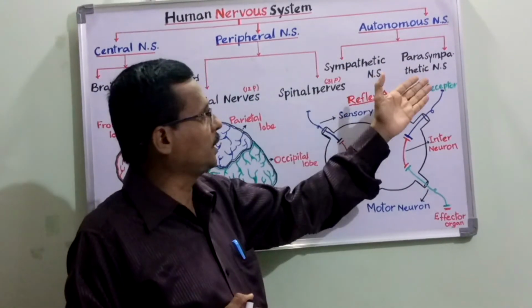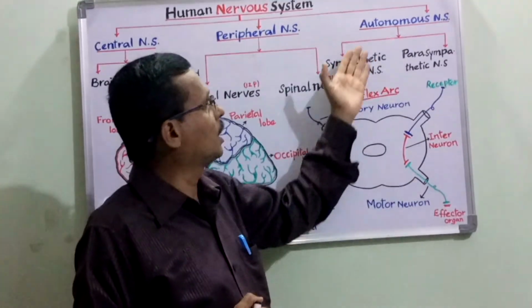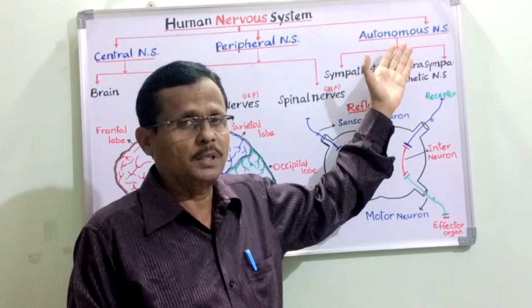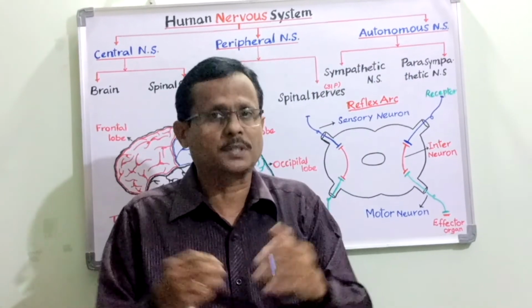So, the parasympathetic nervous system and the sympathetic nervous system are part and parcel of the autonomous nervous system, which should never be expected to happen in any person.